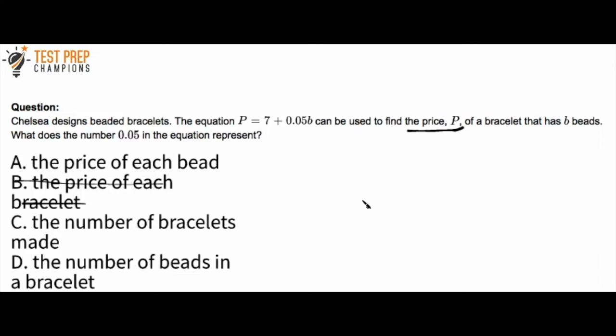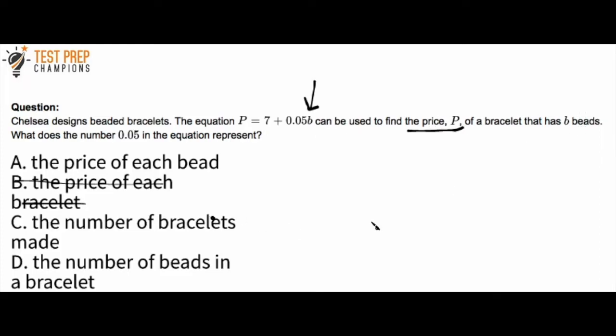Now, they also tell us that the bracelet has B beads. So what does that really mean? Well, whenever you see a letter in math, we call that letter a variable or an unknown. If we knew how many beads there were, we would just plug that number in place of this. So if we knew that there were 10 beads, instead of putting a B here, you would put 10 in. If it was 3 beads, you would have 3 in place of this B. If you knew it was 100, you would multiply 0.05 by 100. So B is a variable. It represents the number of beads, as we're told here.